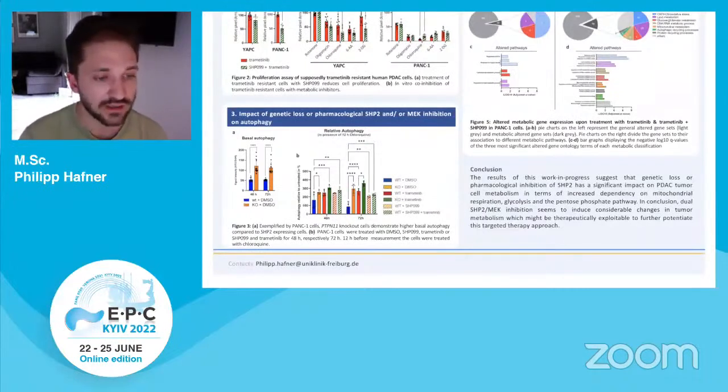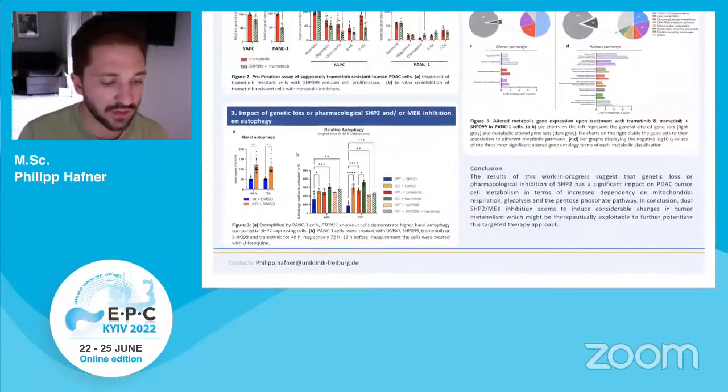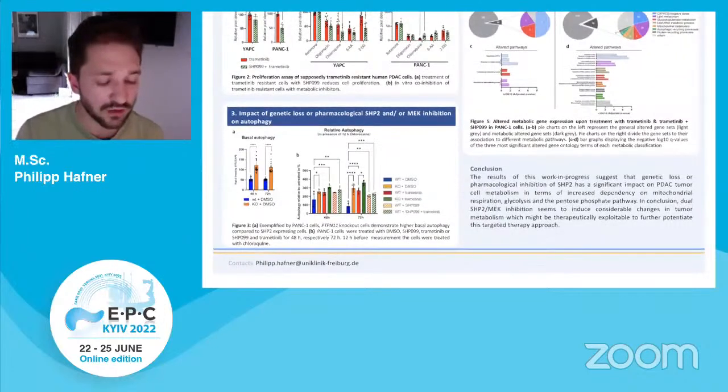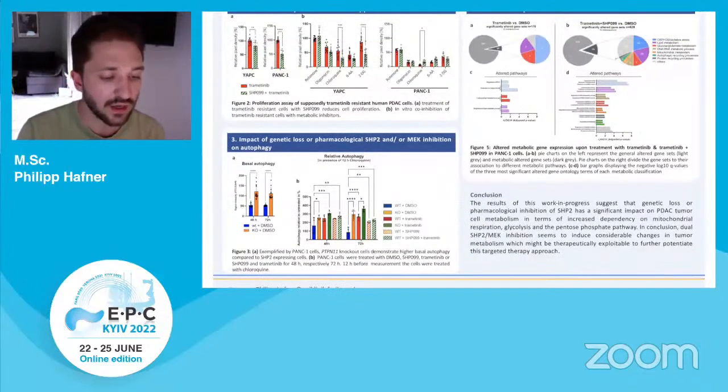In figure 3, we investigated the autophagic behavior by using an approach to stain the autophagosomes. In PANC1 cells, we observed a higher level of basal autophagy in SHP2 knockout cells. In addition, our results support the findings observed from Jenning Dare et al., that the initiation of the MAPK pathway leads to an increase of autophagy. In addition, the SHP2 knockout cells treated with trametinib indicate an increased autophagy in comparison to the knockout cells treated with DMSO.